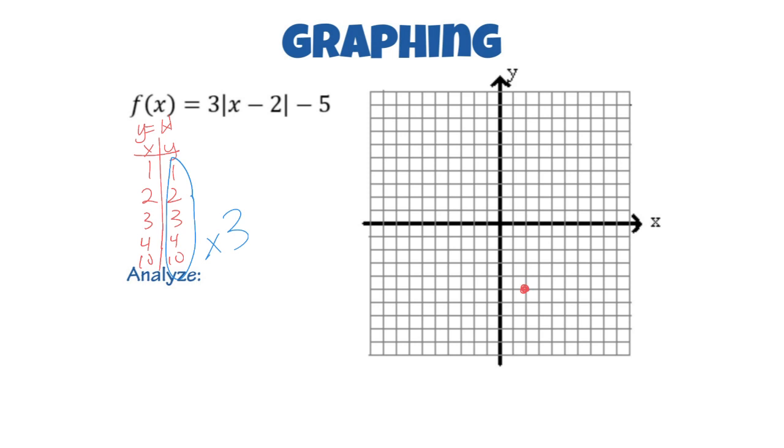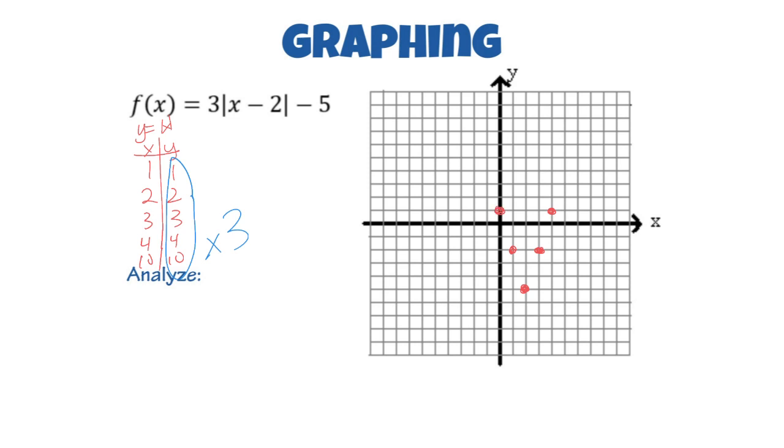And then I'm going to look at my table, and normally it would be over 1, up 1, but now it's going to be over 1, up 3. And then I know it's always symmetrical, so I'm going to have that same point on the other side. Normally from the vertex you go over 2, up 2. I'm going to go over 2, up 6. And put its symmetrical point on the other side.